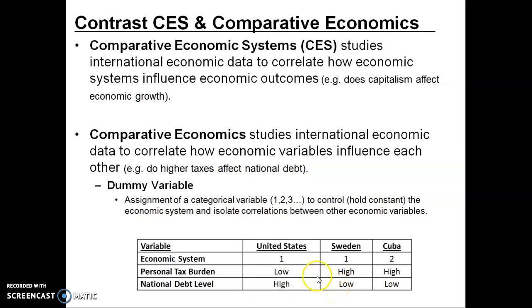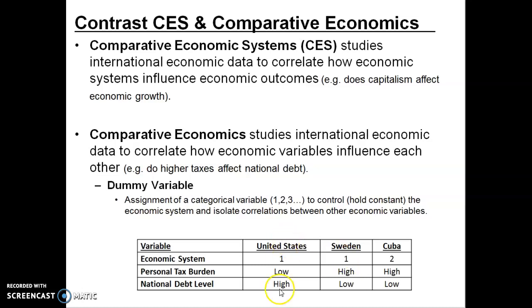I've got an inverse relationship between tax burden and national debt. Taxes go down, national debt goes up. Taxes go up, national debt goes down. And I'm confident in that relationship because the economic system has been controlled for.